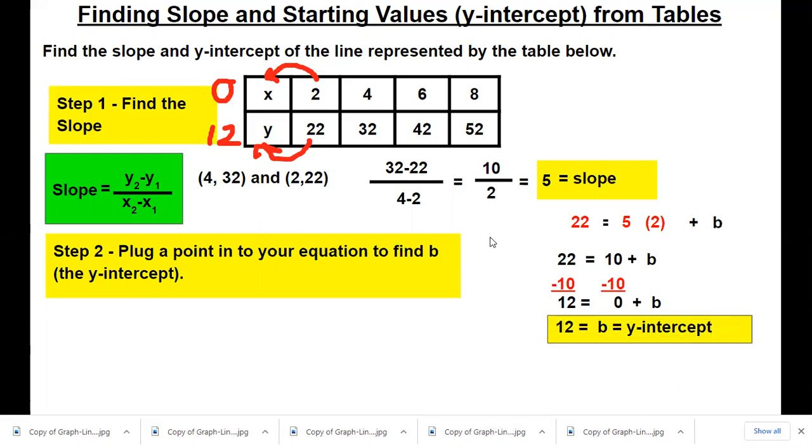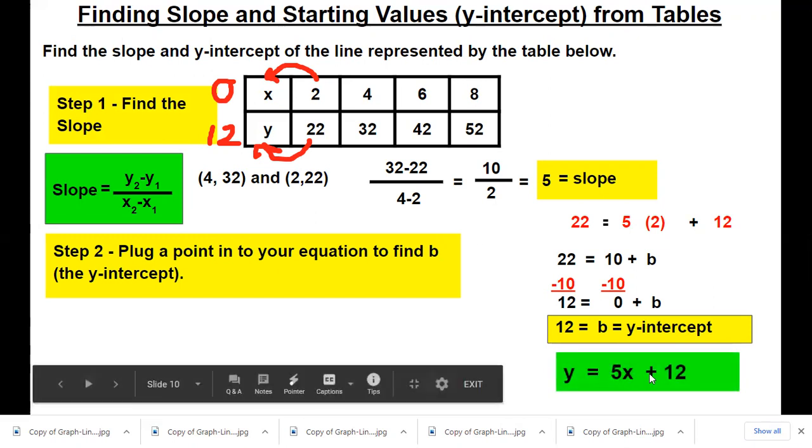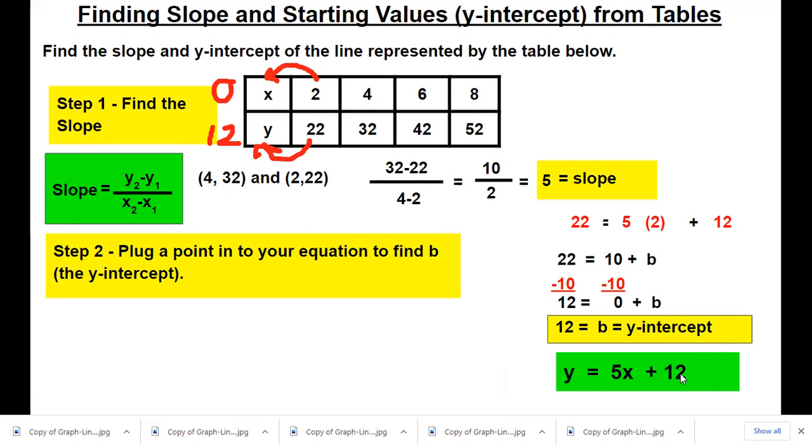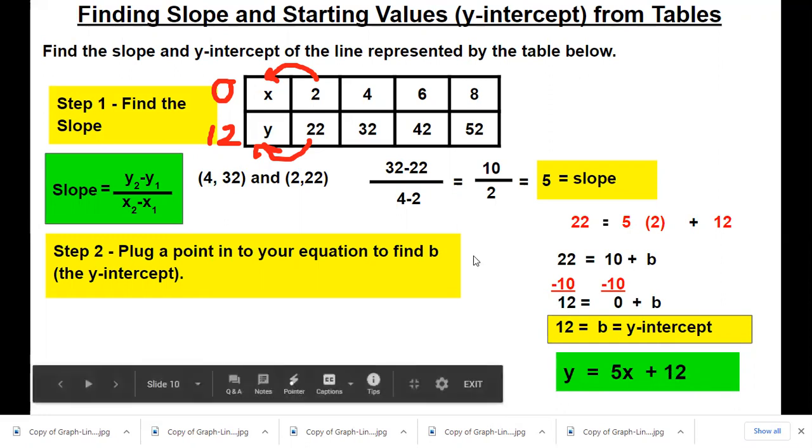Okie dokie. What's the equation for that line? Well, here's 12. What's the equation? y equals the slope 5x plus the y-intercept 12. That means that this line, if you were to graph it, is 12 units up from the origin (0, 0). It has shifted up 12 units. And it has a slope of 5.